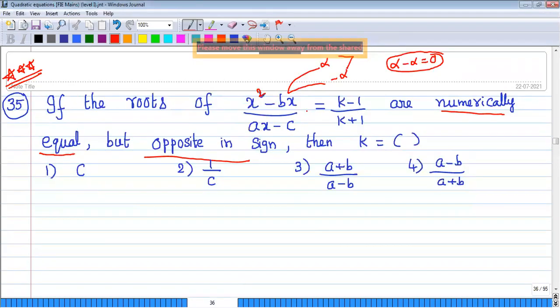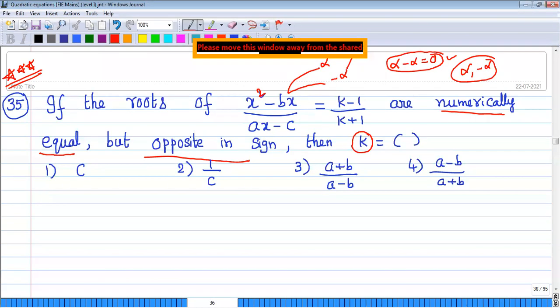So 35th question. The roots of x square minus bx upon ax minus c equals to k minus 1 by k plus 1 are numerically equal but opposite in sign. Then k equals to. Roots are numerically equal but opposite in sign means roots are alpha and minus alpha, whose sum will be equal to 0 itself only. So that means first of all we need to simplify this one. We need to put it in ax square plus bx plus c is equal to 0 form. Then coefficient of x is equated to 0 since sum of the roots is equal to 0.